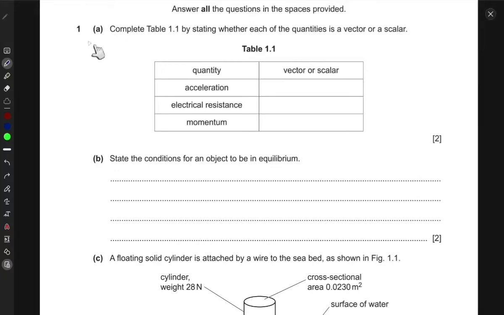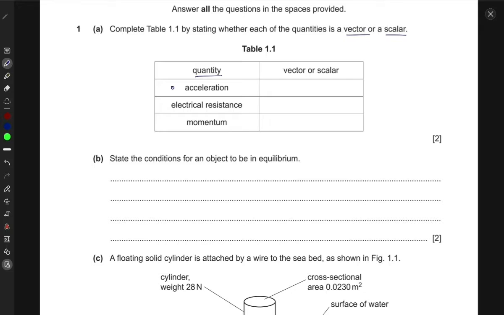Here we have the first question. Complete table 1.1 by stating whether each of the quantities is a vector or a scalar. Right. So here we have the quantities, and in this box we'll list if they are vectors or scalars. So first, let's see acceleration.